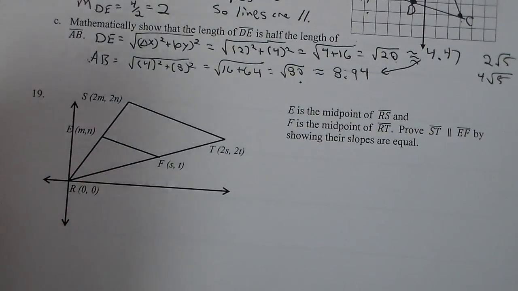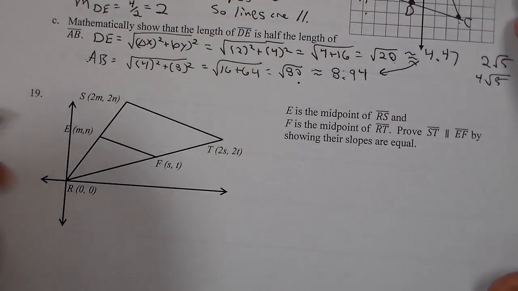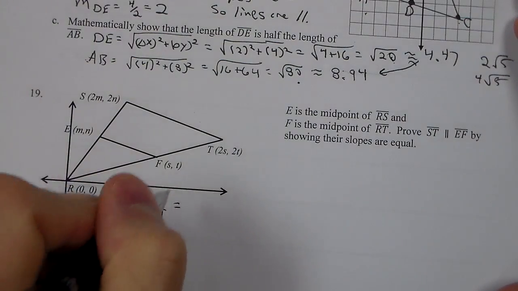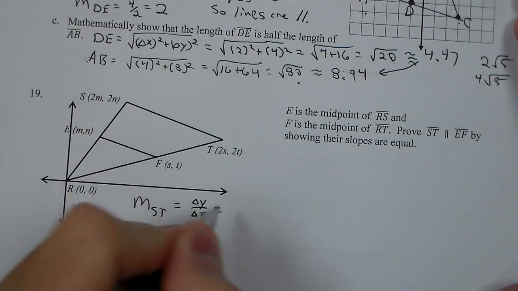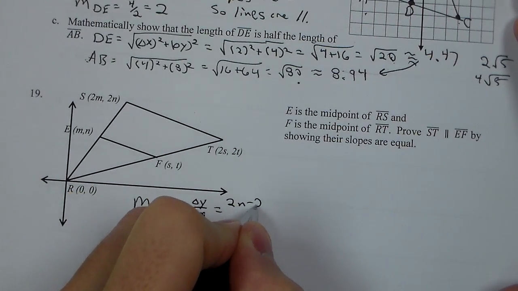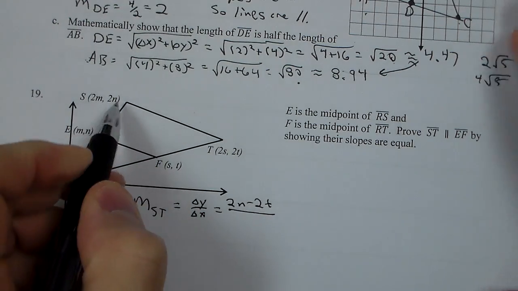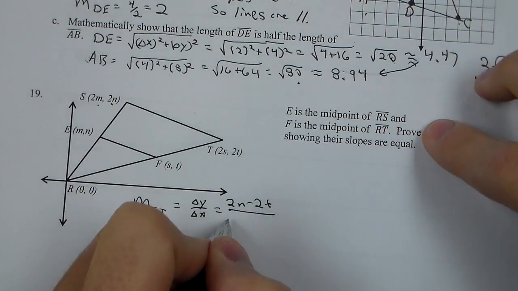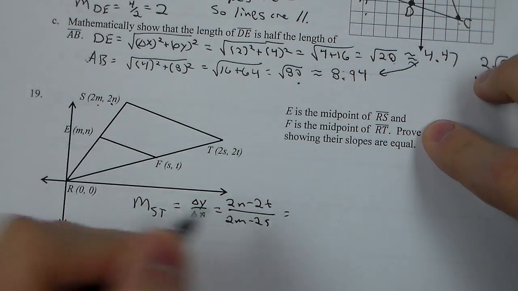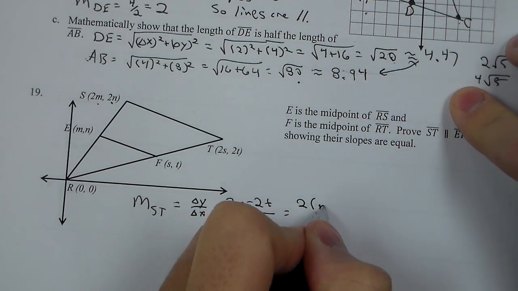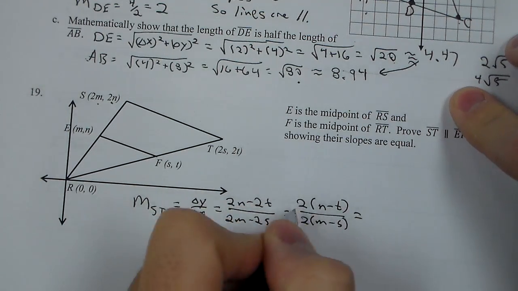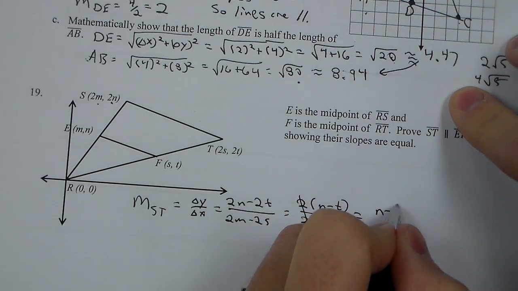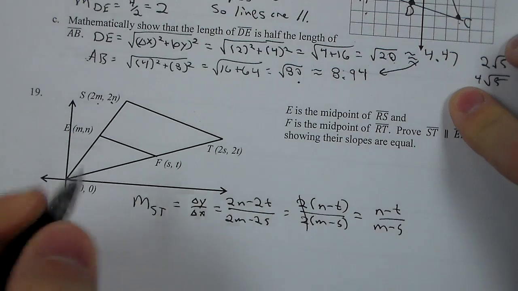Now for 19, E is the midpoint of RS, F is the midpoint of RT. We need to show they're parallel by their slopes. So I'm going to start with the slope of ST. So the change in y over the change in x, we have 2n minus 2t, my y's, and the x is 2m minus 2s. Now what I'm going to do is factor out a 2 from both of those. And that simplifies, the 2 over 2 is just 1, to be n minus t over m minus s.